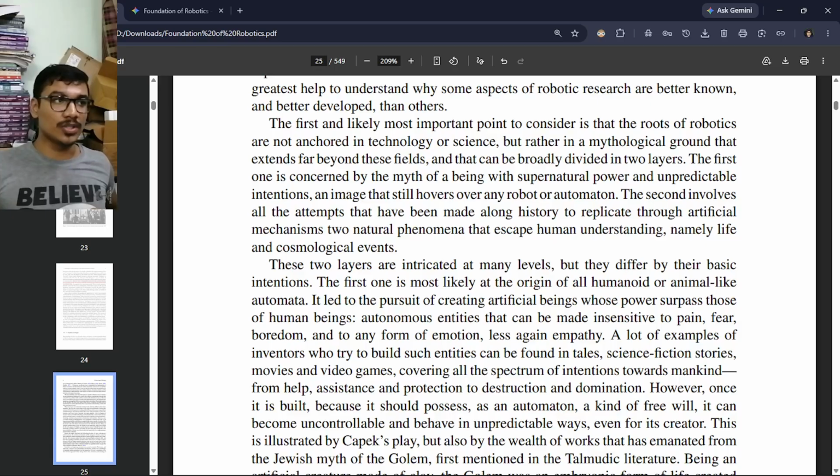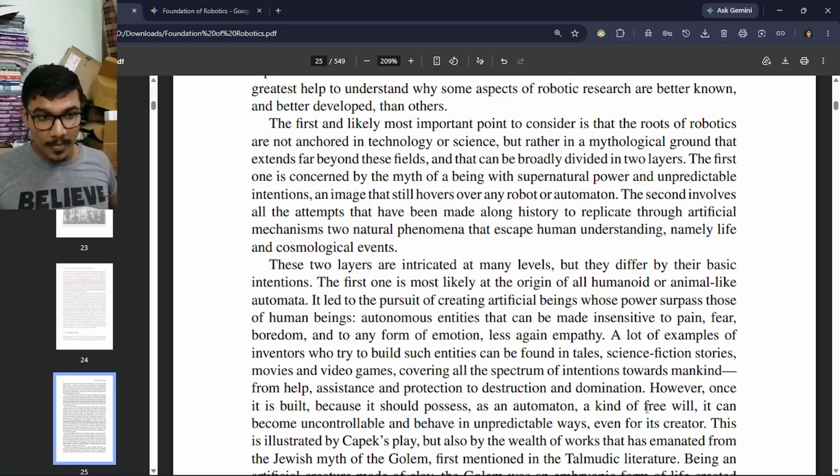So you might have seen that movie Terminator with Arnold Schwarzenegger. Amazing movie. So I think that's what they're talking about, from assistance and protection to destruction and domination. What was the story? Those humanoid robots came from the future to dominate over humans and to kill humans.